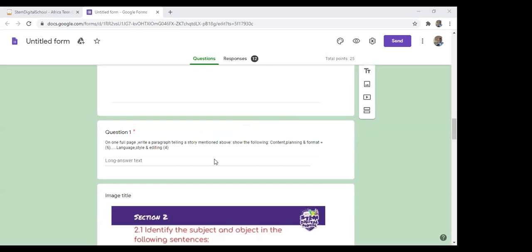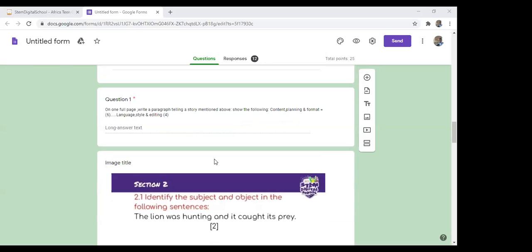All right. So question 1 is worth 10 marks. 6 marks will go towards your content, your planning, and your format. So you realize that if you didn't do your planning, then you will not get these 6 marks, all of it. And the 4 marks will be for language, style, and editing. Okay, so you realize that everything you do is important.